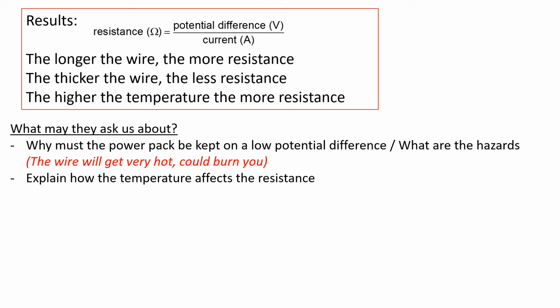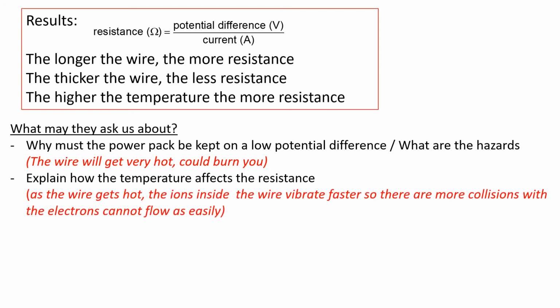Okay, explain how the temperature affects the resistance. Oh, as the wire gets hot, the ions inside vibrate faster. Ooh, there are more collisions and the electrons cannot flow as easily. Think about year 7s. When I'm teaching resistance, I always talk about year 7s and corridors. If it's a really narrow corridor, it's much more difficult to get past those year 7s. If the year 7s have all been at the Red Bull in the drinks machine, they're all moving around, they've all got a lot more energy and they're in your way and it takes twice as long to get anywhere. So think about them, all right?